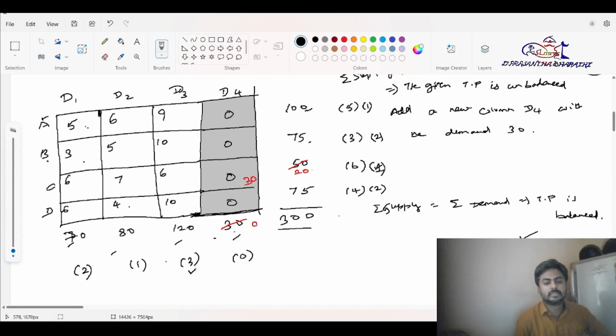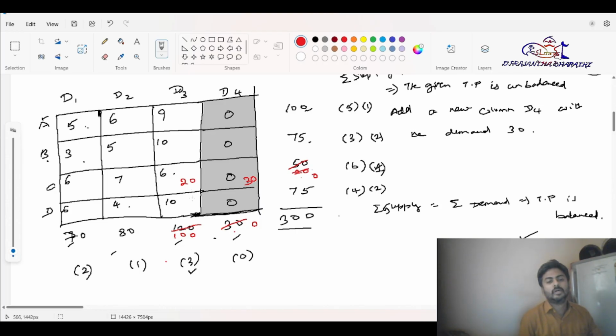The maximum penalty is 3, so you have to choose this column. In this column you have to pick the minimum cost. The minimum cost is 6. At the minimum cost you have to assign the minimum of this 20 and this 120. So 20 is the minimum, so this 20 will become 0. Now this 120 will become 120 minus 20, it will become 100.